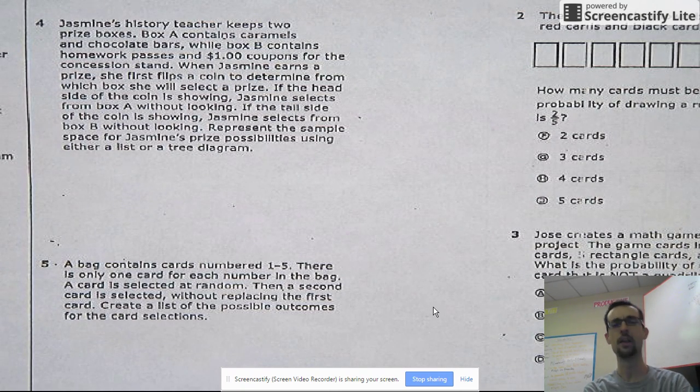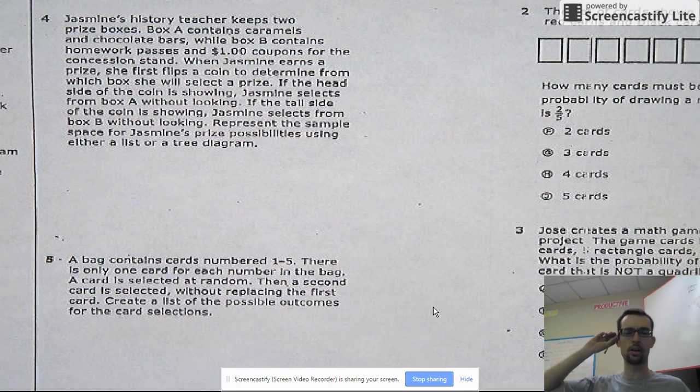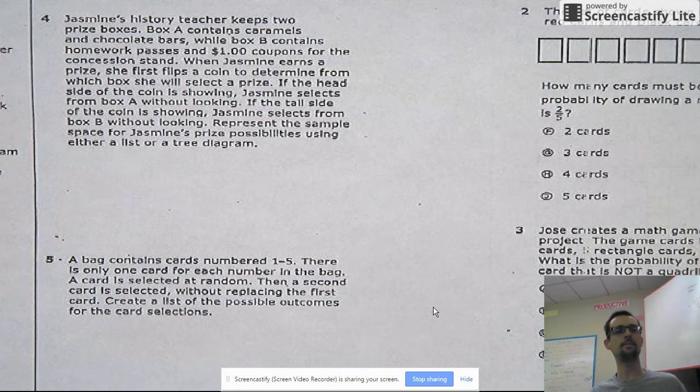One of these days I'll stop coughing, my goodness. Okay, Jasmine. Woof, what a story here. Man, is this English class or math? All right, what's going on here?